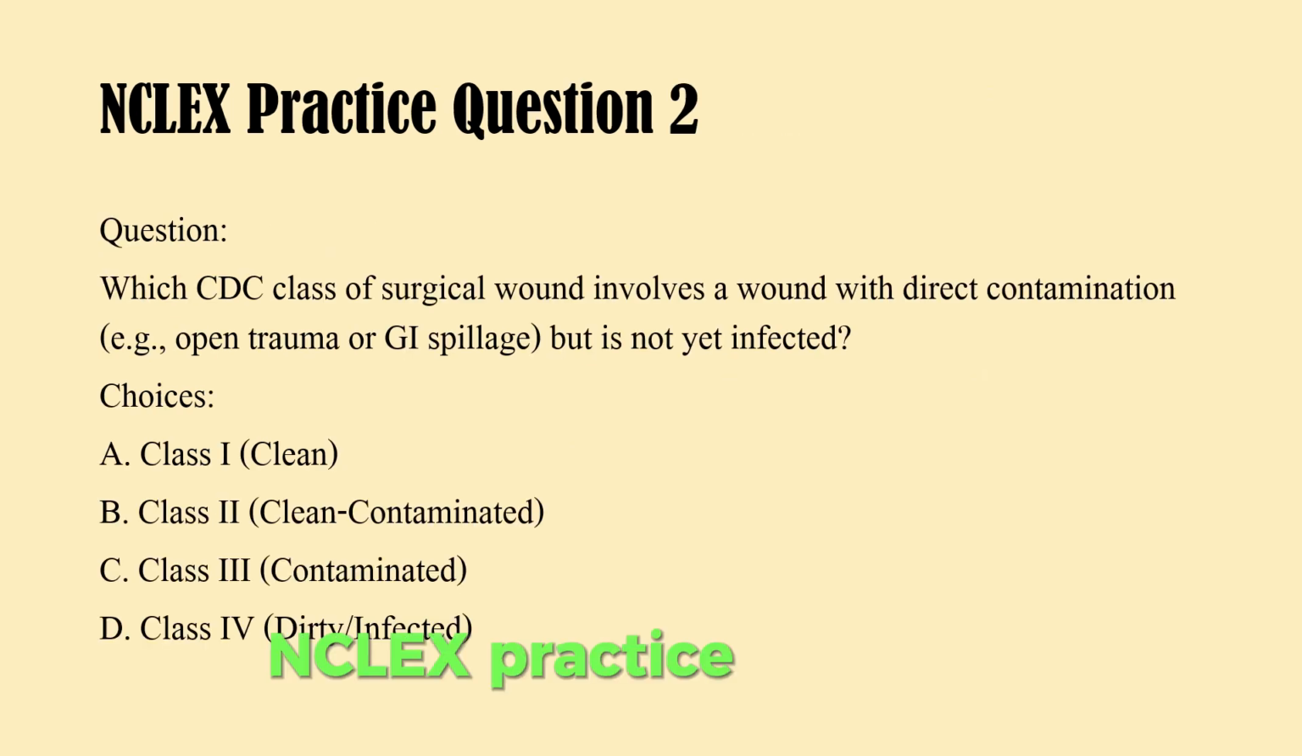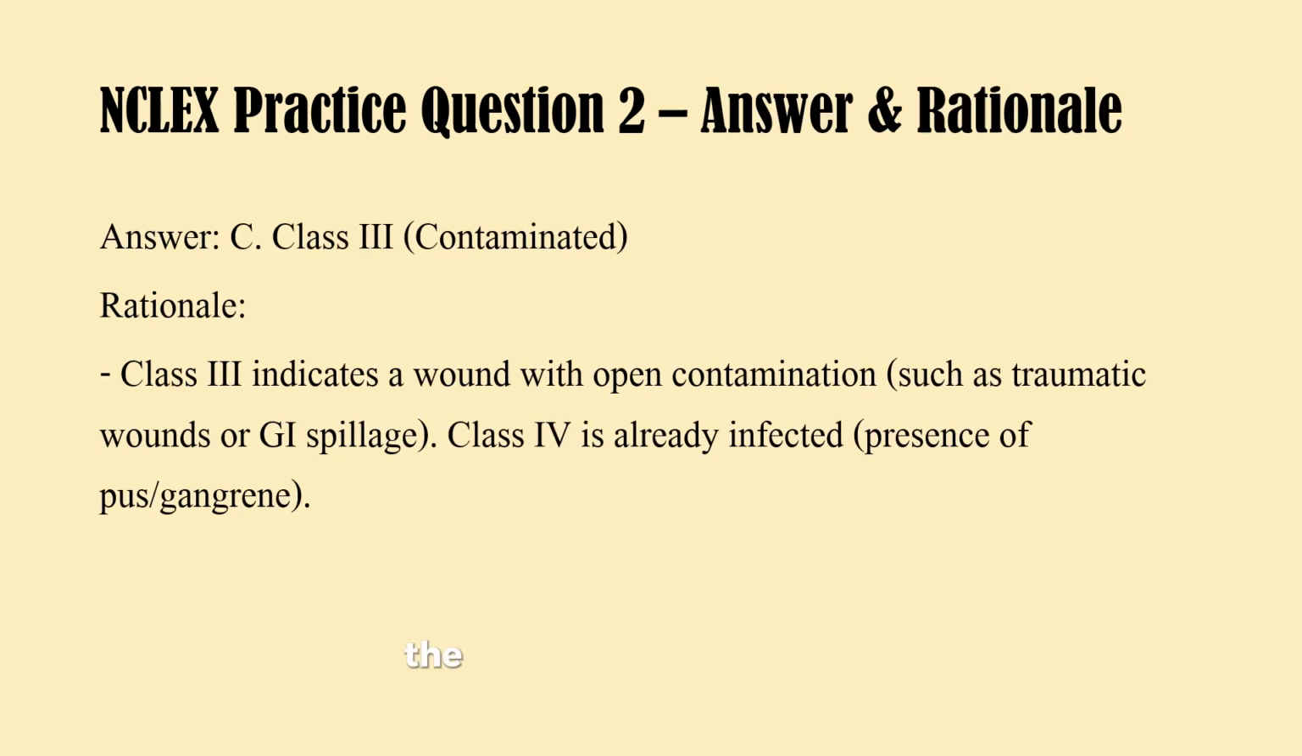NCLEX practice. Question 2. Which CDC class of surgical wound involves direct contamination, e.g., open trauma or GI spillage, but is not yet infected? A. Class 1, clean. B. Class 2, clean contaminated. C. Class 3, contaminated. D. Class 4, dirty infected. The correct answer is C. Class 3, contaminated, indicates a wound with open exposure to contaminants, whereas Class 4 involves active infection, such as pus or gangrene.